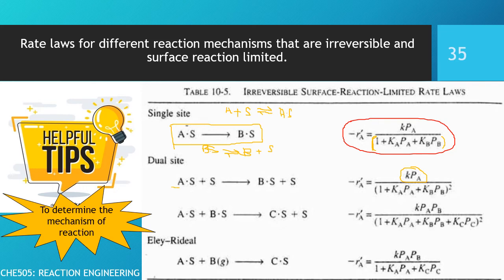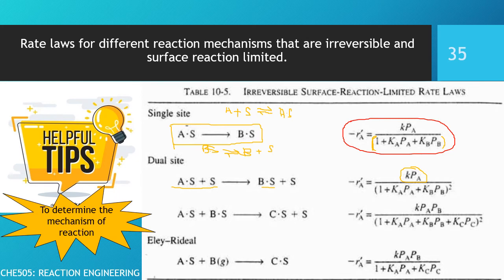So A dot S comes from the adsorption step. Then during the surface reaction, the reaction requires another vacant active site to produce the product B and leave another vacant active site, right? So automatically it is a dual site mechanism, with one reactant.